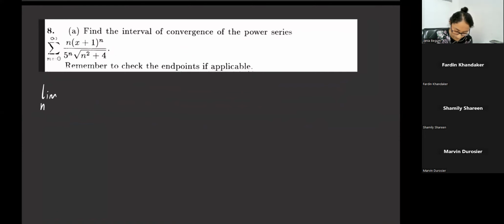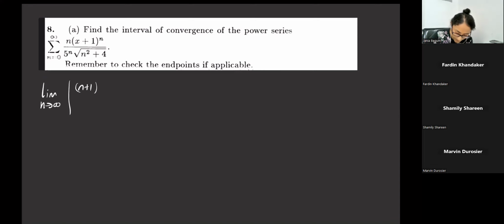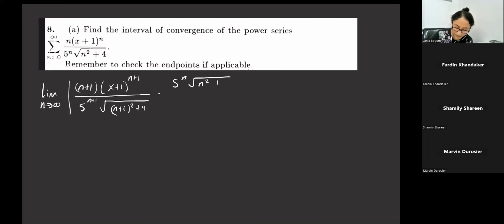So we are going to take the limit as n approaches infinity, absolute value of, plugging n plus 1 in for every n, n plus 1 times x plus 1 to the power n plus 1 over 5 to the power n plus 1 times the square root of n plus 1 squared plus 4, times the reciprocal of a sub n. So that would be 5 to the n times the square root of n squared plus 4 over n times x plus 1 to the n, everything in absolute value.